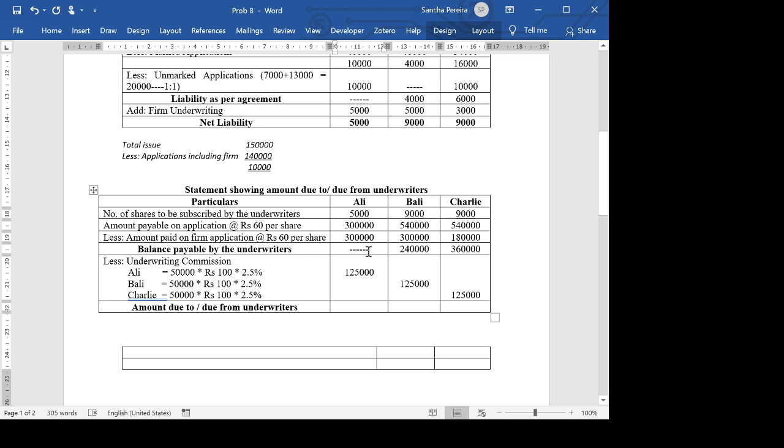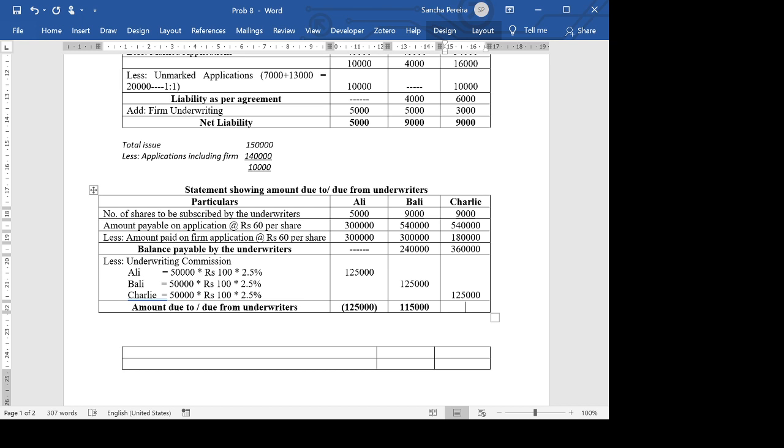Now in case of Ali, the underwriter does not have to pay the company anything because he has just taken up shares. He has to take up shares only under firm underwriting, which are already paid for. So the company has to pay him 1,25,000. In case of Bali, Bali has to pay 2,40,000. Company has to pay 1,25,000. So finally, the underwriter will have to pay the company an amount of 2,40,000 minus 1,25,000, which comes to 1,15,000.